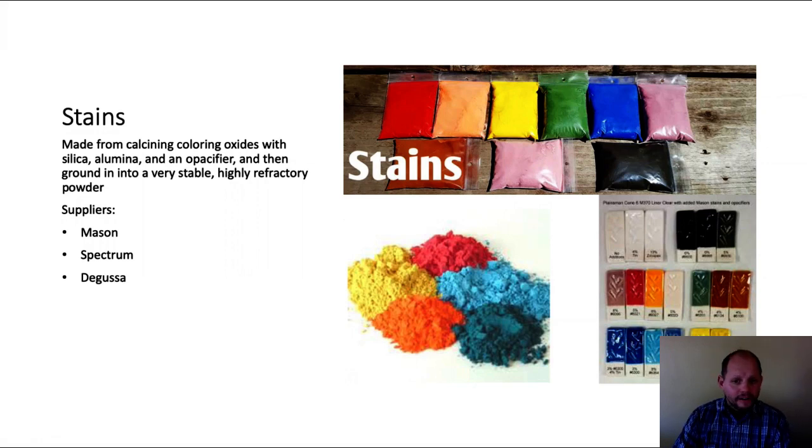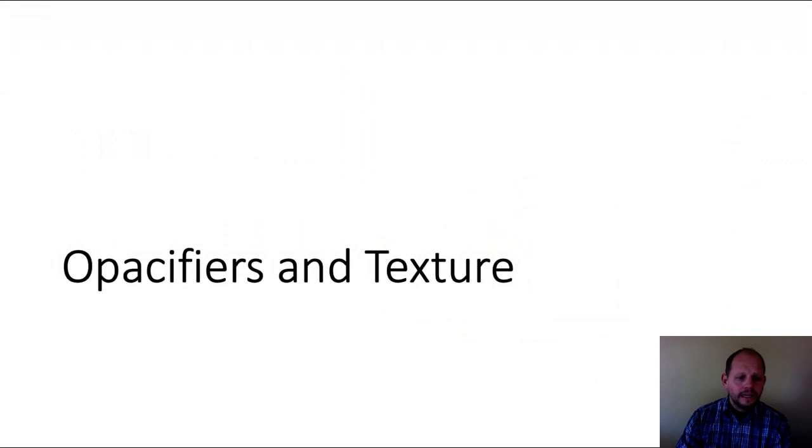You have to be careful when adding stains. They are refractory, so they will raise the melting temperature of your glaze at higher percentages. So if you're getting past 8, 9, 10%, you need to start observing the changes to the surface quality of your glazes. So just be careful with that. Okay, opacifiers and textures.